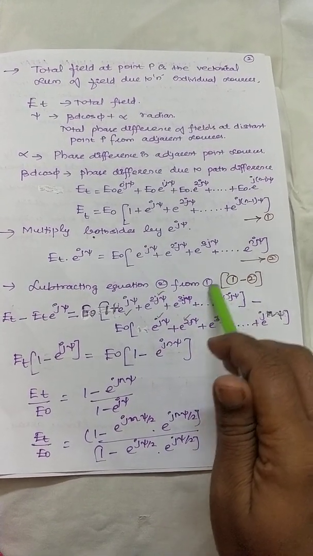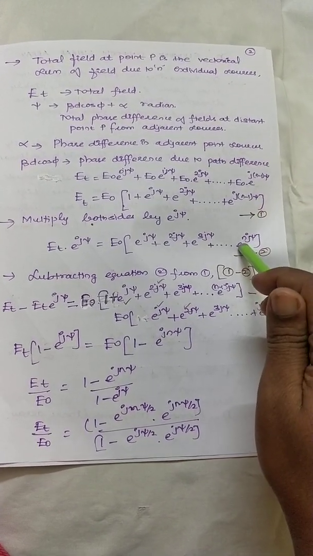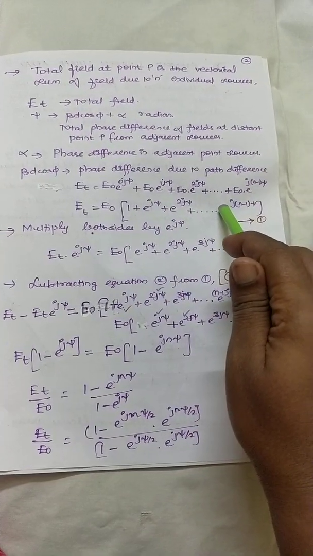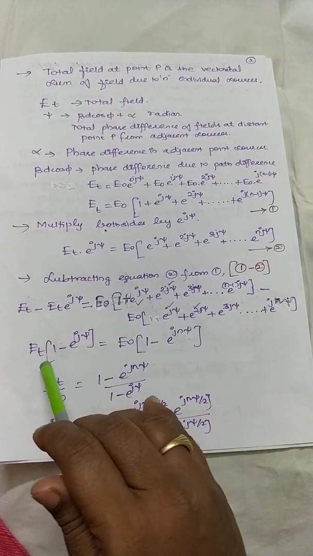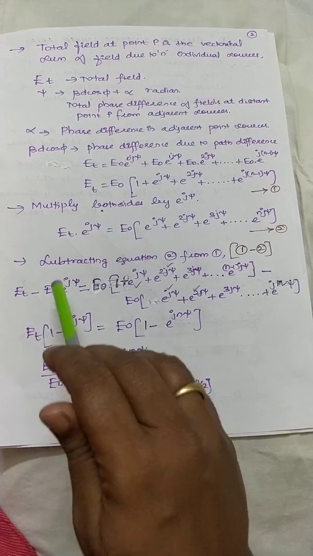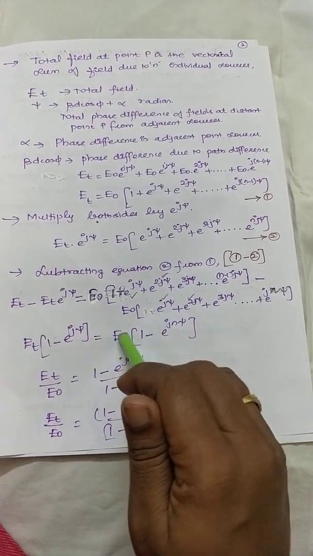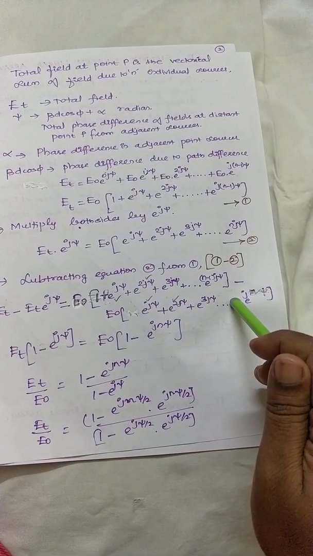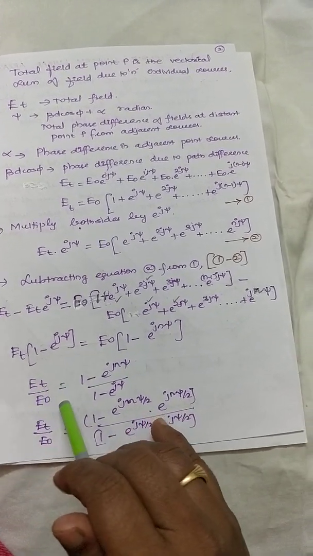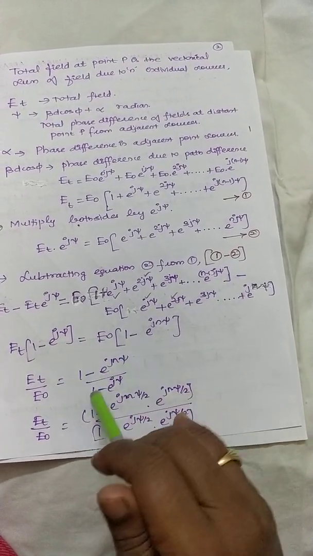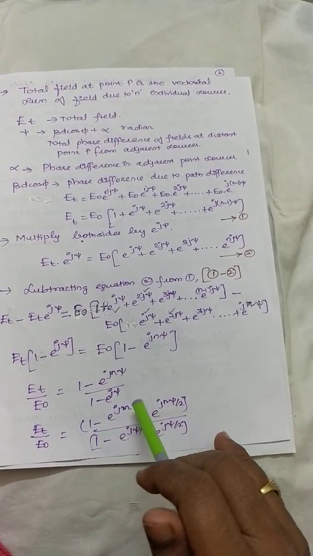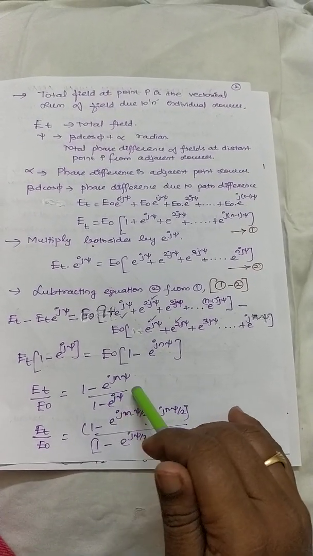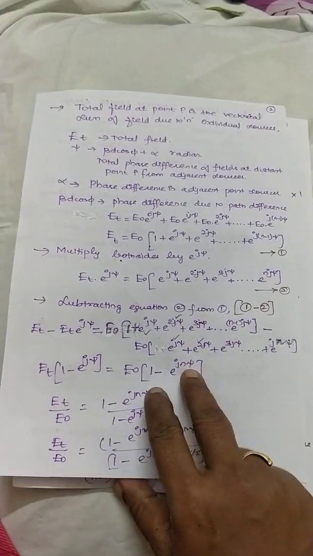Now subtract the equation 2 from 1, or 1 minus 2. So Et minus Et e power j psi is equal to this equation minus this equation. Now it can be rewritten as Et into 1 minus e power j psi equal to E naught, where I have taken out the common term, so 1 minus e power j n psi alone exists. Now Et by E naught is equal to 1 minus e power j n psi divided by 1 minus e power j psi. I can rewrite e power j n psi as e power j n psi by 2 into e power j n psi by 2. Similarly, e power j psi as e power j psi by 2 into e power j psi by 2.